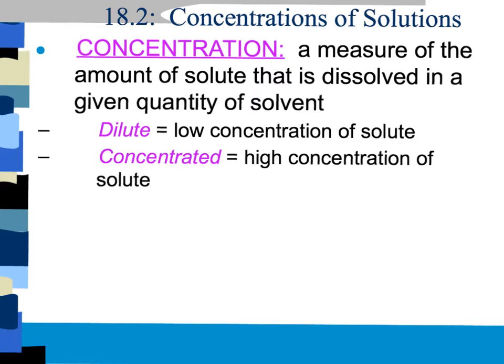So here's dilute. If something is dilute, that means it has a low concentration of solute, which means therefore it has a lot of solvent, or a lot of water. And on the other hand, if something is concentrated, it has a high concentration of solute and very little solvent. So dilute and concentrated will basically tell you the difference between the amount of solute in the solution.